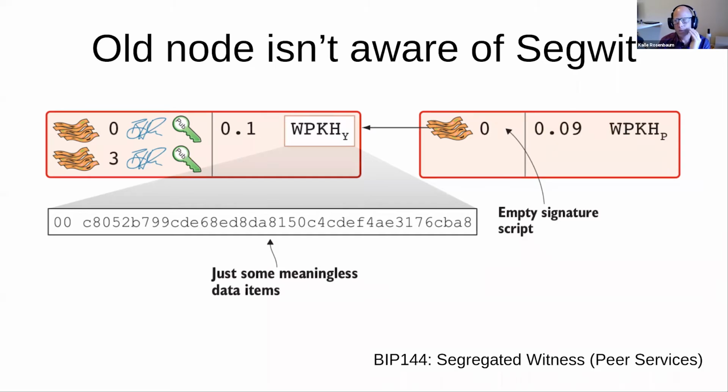Okay, so this transaction is now propagating the network, and it's waiting to be included in a block. And now a miner that knows about SegWit, a SegWit-enabled miner, will take this transaction and include it in a block. And I will show you how this happens.